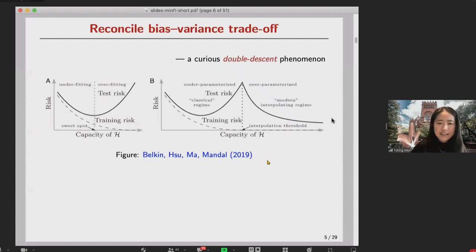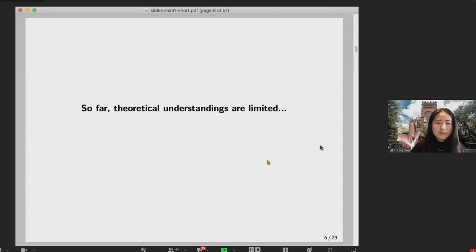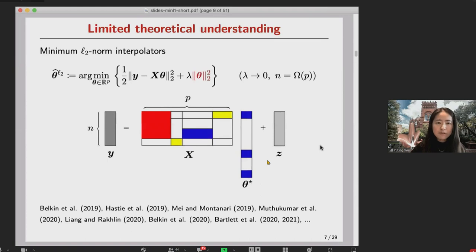Of course, it conflicts with our classical statistical wisdom. So it motivates us to study classical estimators in the modern interpolating regime, when interpolation really happens. So far, the theoretical understanding is still quite limited. Most of the efforts have been focused on the minimum L2 norm interpolators.